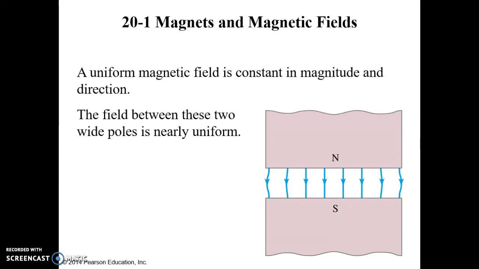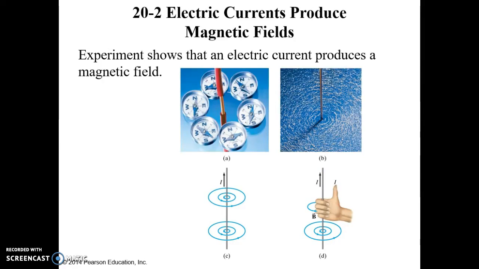Here are two opposite poles facing each other. Note that the magnetic field lines are nearly uniform, out of the north and into the south. There are three right-hand rules that I'm going to teach you. Right now, I will say that this is right-hand rule number 1.